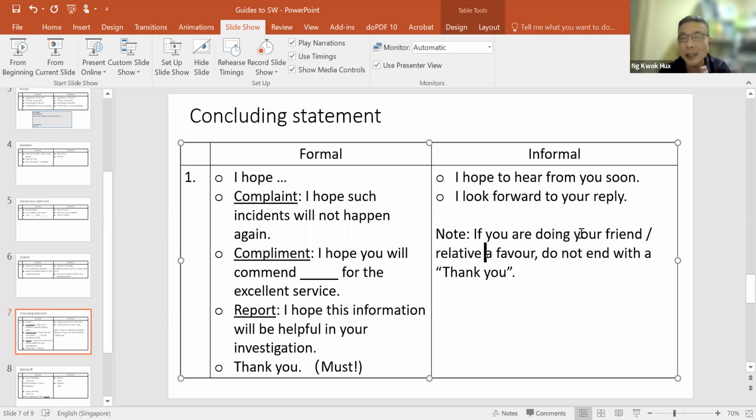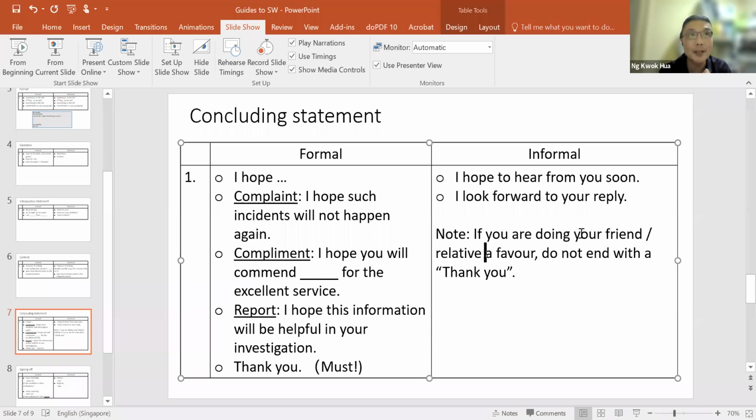Unless you are writing a thank you note to your friend, thanking him for something that he has done for you. Okay, like maybe, let's see. I cannot think of any example now. Let's say Adelia, writing an informal note to her best friend to thank her for the help that her friend rendered. Then you end off with thank you.